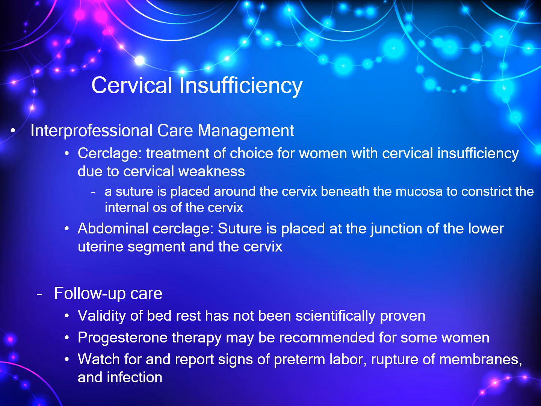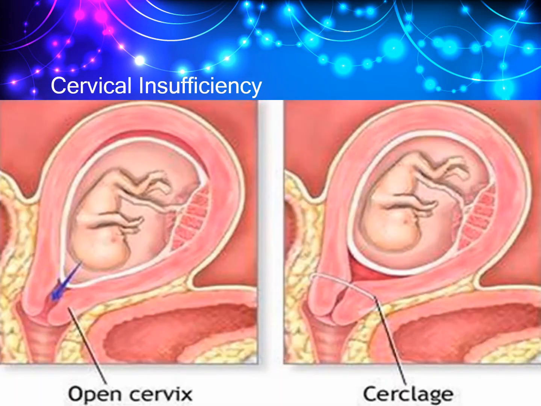After 37 weeks, the suture may be cut and vaginal birth permitted, or they may decide to leave the suture in place so they don't have to place it again in the next pregnancy and perform a cesarean birth. Here's a picture of the open cervix, and then how we close it with the cerclage.